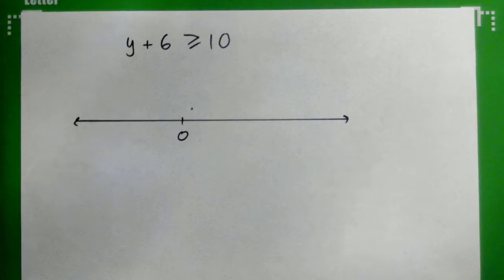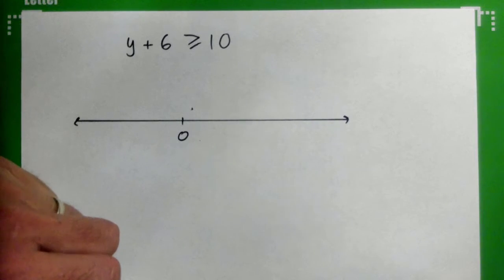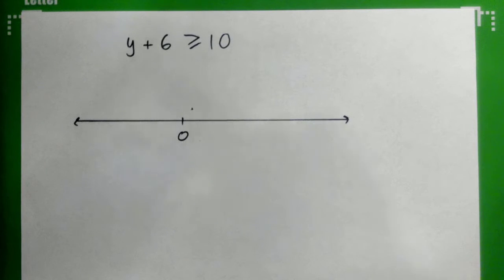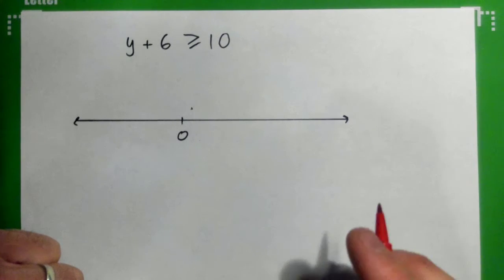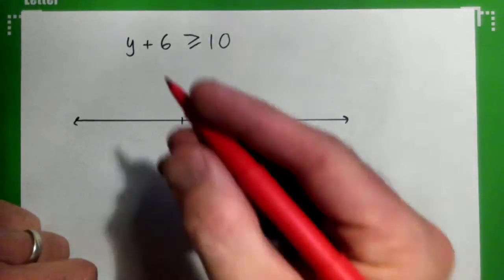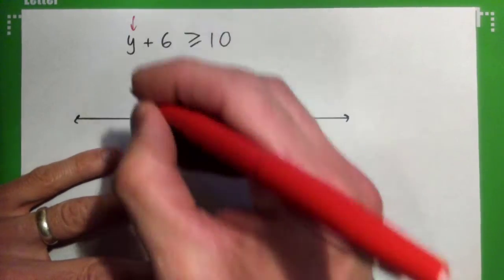Alrighty, so we have y plus 6 greater than or equal to 10. And we've got to get the solution and put the solution set on a graph. So put it on the number line, basically. So we just solve this like any equation. You just got to get the y on its own.